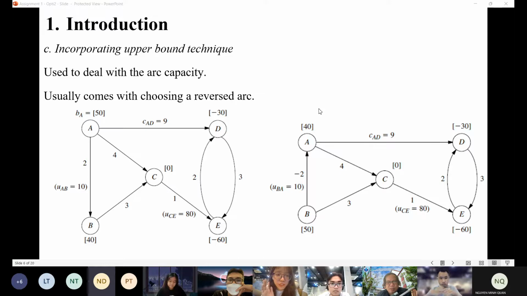Yes, sure. So in the picture, you can see that OAB and OCE is the arc capacity. But in the second picture, the UAB is just the capacity versus the arc. So this is the difference between the upper bound technique and the normal one.